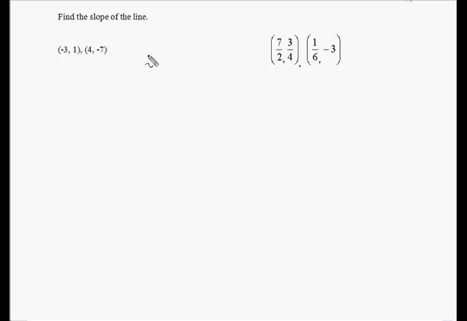Find the slope of the line. Given 2 points, we're going to stack and subtract. I can put this 4, -7 underneath the first point. It doesn't matter which order you write it in. What does matter is that you remember to subtract.